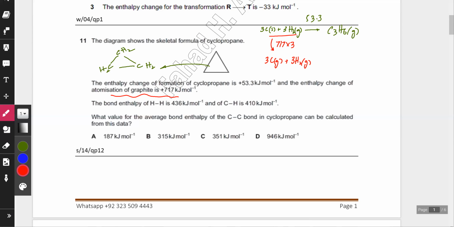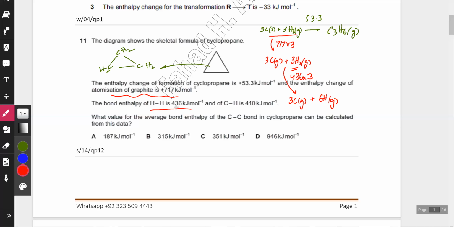So you break the HH bonds. Keep the carbon gaseous and you break the HH bonds. If you break them, you're going to get 6 hydrogen atoms, right? So how many HH bonds did you break? You broke 3 of them. 436 into 3. Is this clear?